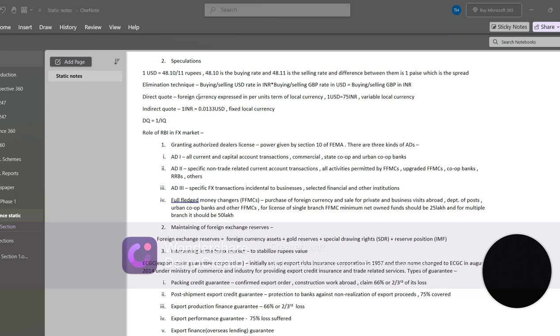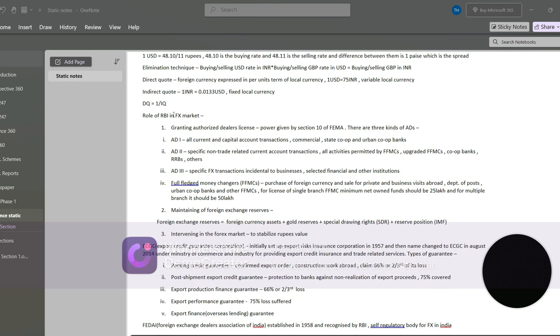This elimination technique is for numericals. There are direct and indirect quotes. A direct quote is basically when foreign currency is expressed in terms of your local currency, like 1 USD is equal to 75 INR. In a direct quote, foreign currency is fixed and your local currency is variable, and in an indirect quote, your local currency remains constant and foreign currency is variable. These two are inversely proportional, which is obvious.